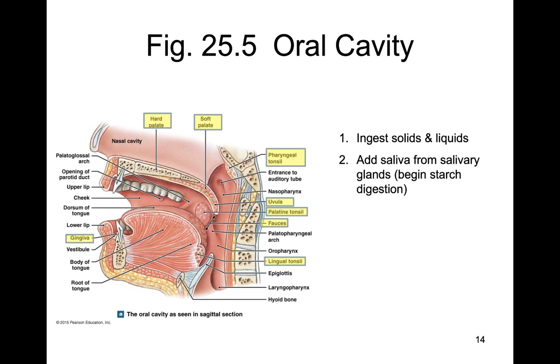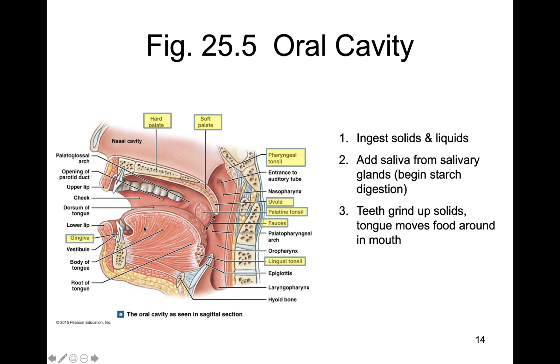We're going to look through the digestive system, and we're going to name the parts of it and what's happening there. What is the purpose of it? So your gums are called the gingiva. I have highlighted some things that I need you guys to know.